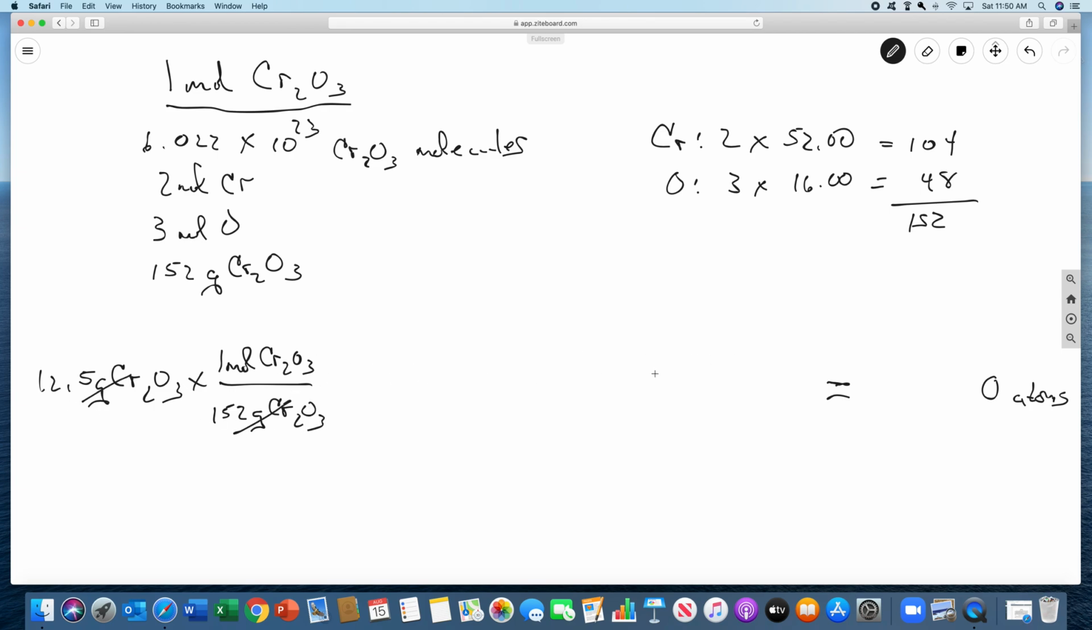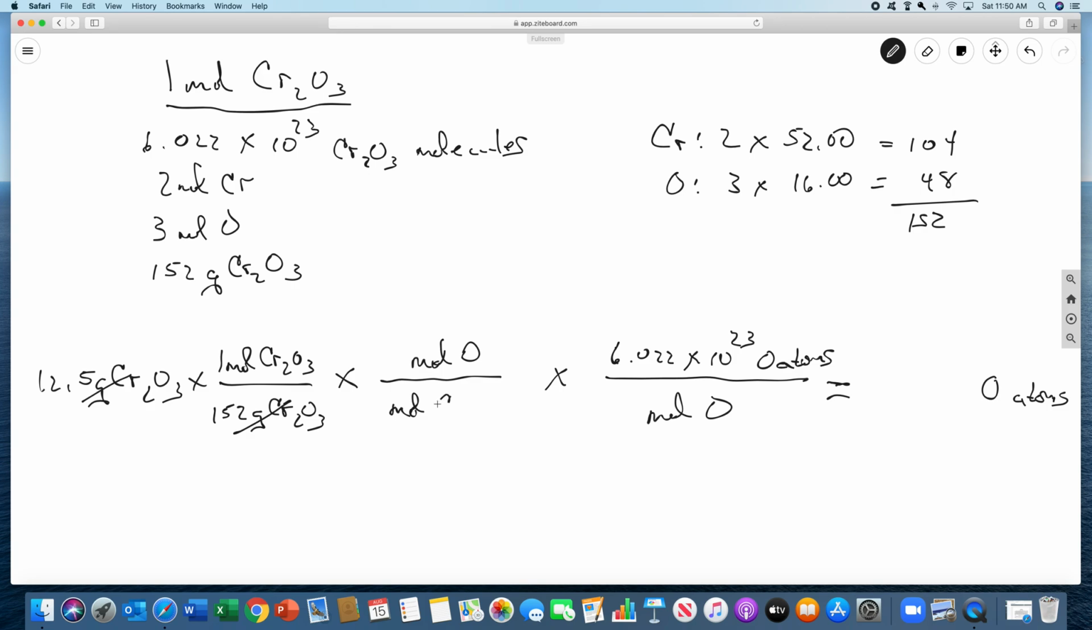Right? Now, maybe I don't know what step to do, but I know I can get atoms from Avogadro's number. I know there's 6.022 times 10 to the 23rd oxygen atoms per mole of oxygen. And this is a good example of why you don't just write moles, but you write moles of what? See how moles of Cr2O3 and moles of oxygen do not cancel. So what I need here unit-wise is I need moles of oxygen on the top to cancel moles of oxygen here, and I need moles of Cr2O3 on the bottom to cancel that.